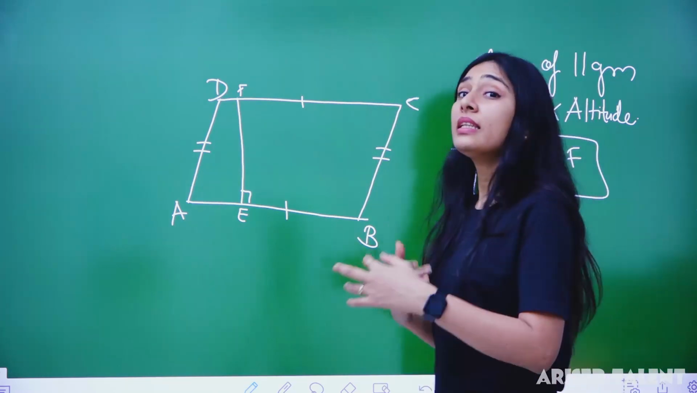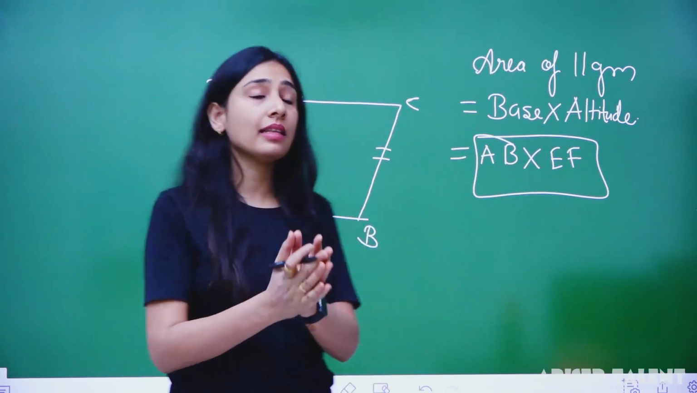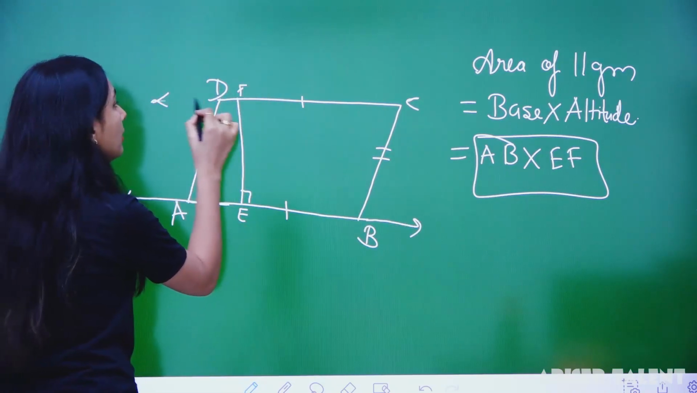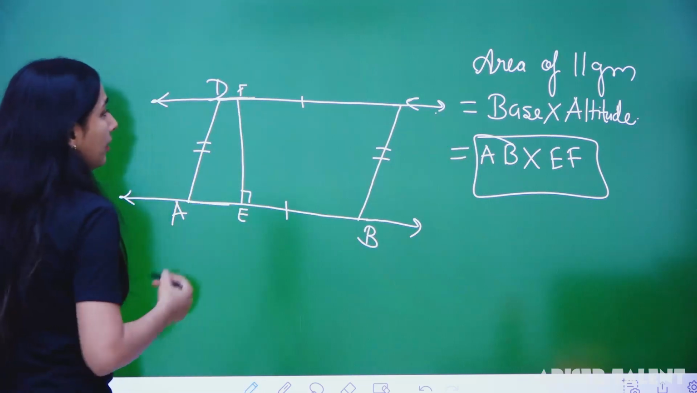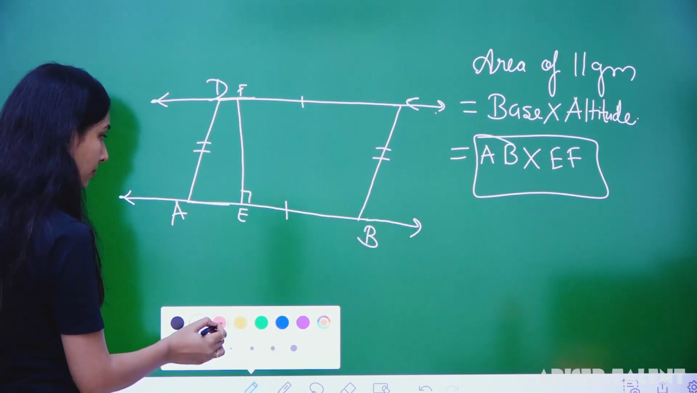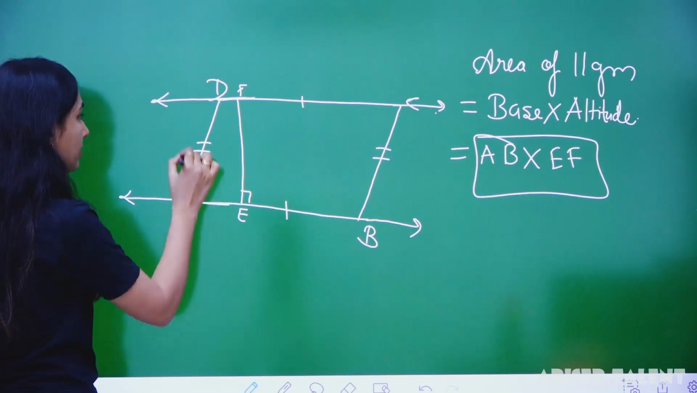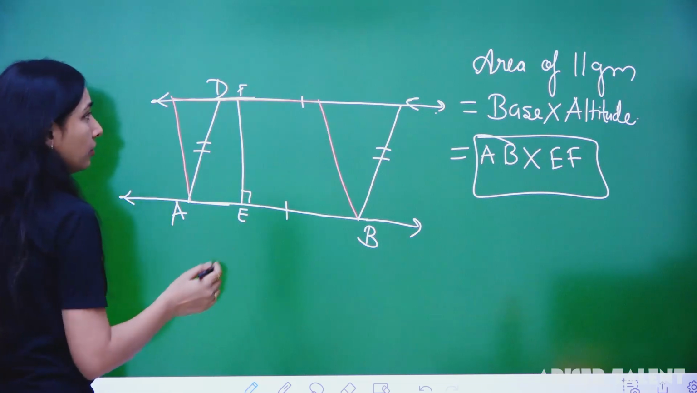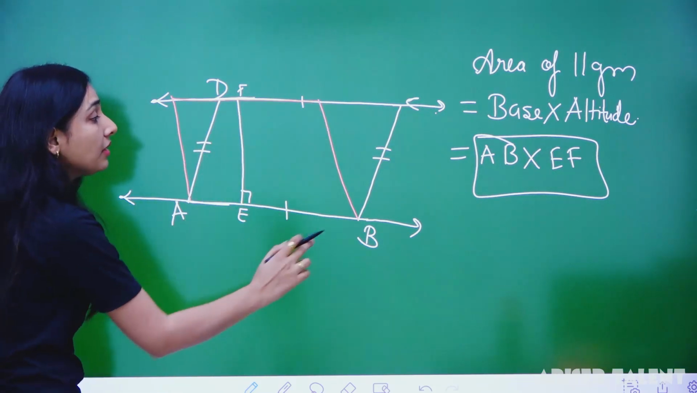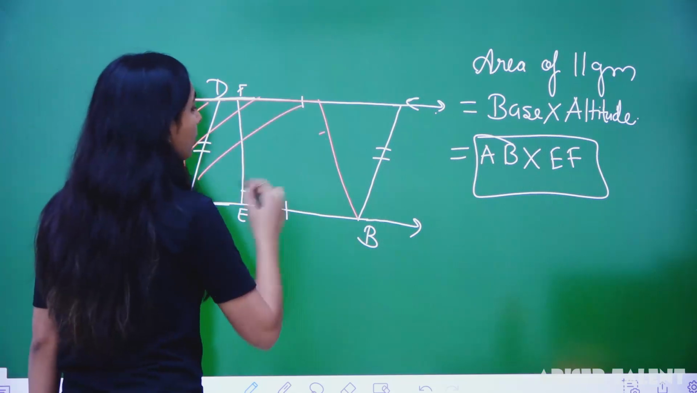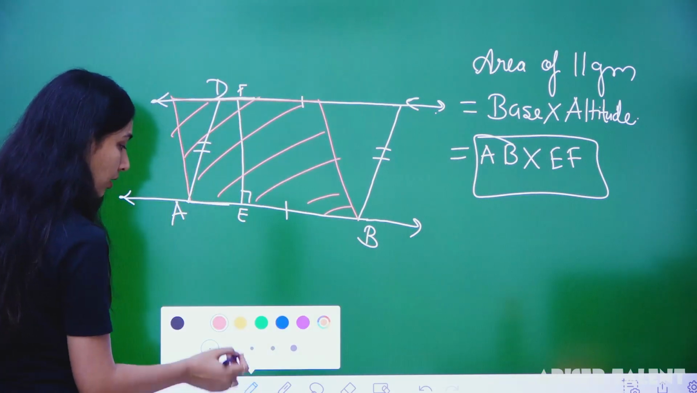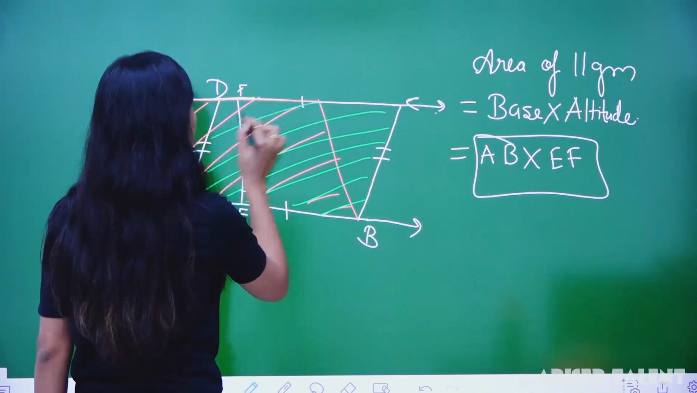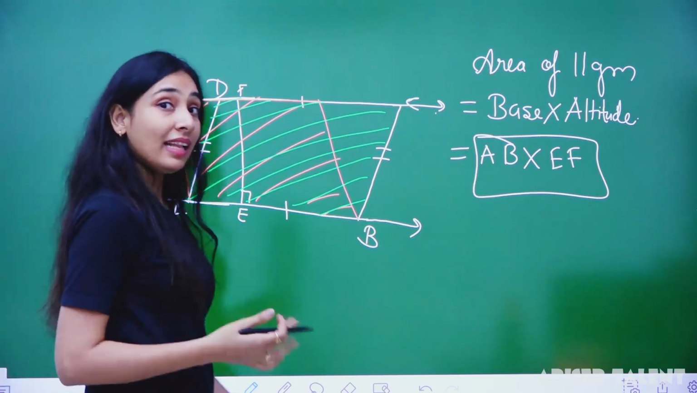Now, in the next class, we are going to prove that if we have these two parallels, AB and CD, and we have the same base AB, and I'm drawing another parallelogram over there, which is also between the same parallels and having the same base, then the area of this parallelogram will be equal to the area of this previous parallelogram. This we are going to prove in the next lecture.